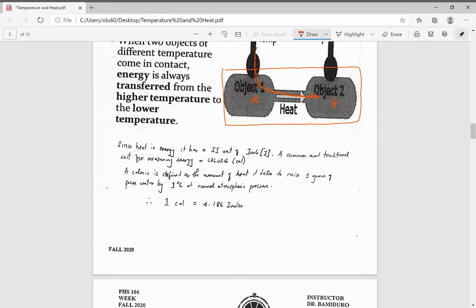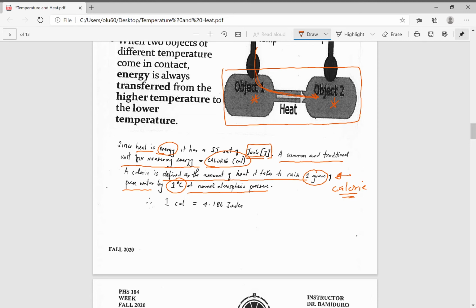Now the units for heat, as I said, heat is a form of energy or transfer of energy. And we know the unit of energy from our previous studies is joules. Okay. Now, a common and traditional unit for measuring energy is calories as well. So 1 calorie is defined as the amount of heat it takes to raise 1 gram of pure water by 1 degree Celsius at atmospheric pressure. Okay. So that would be the definition of a calorie.